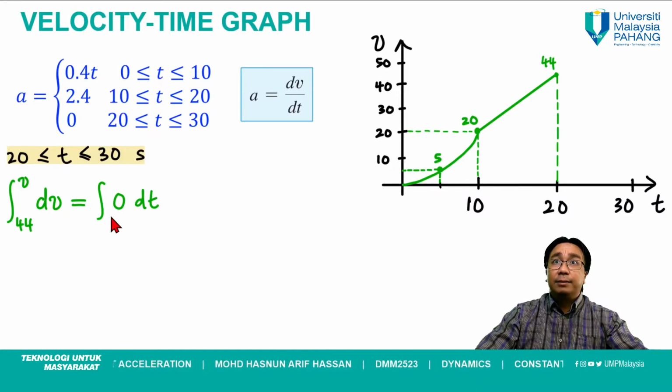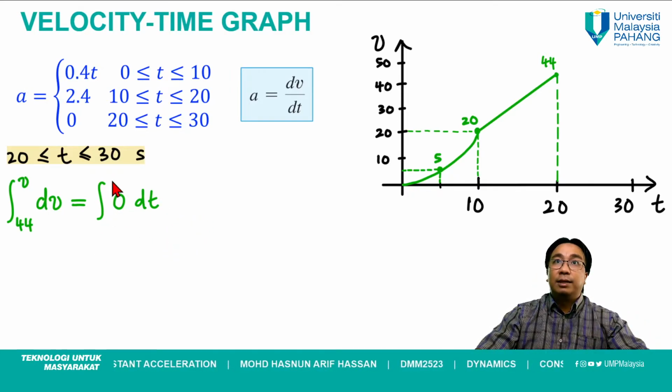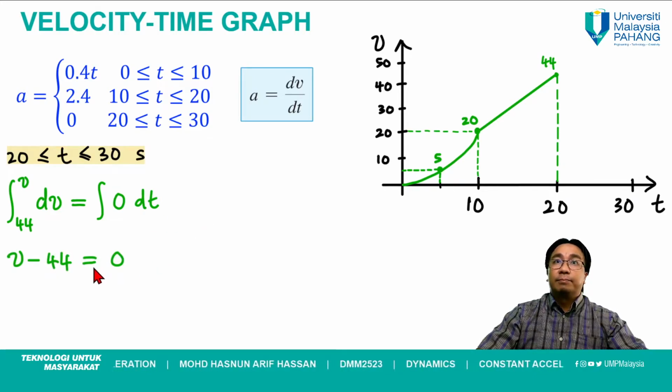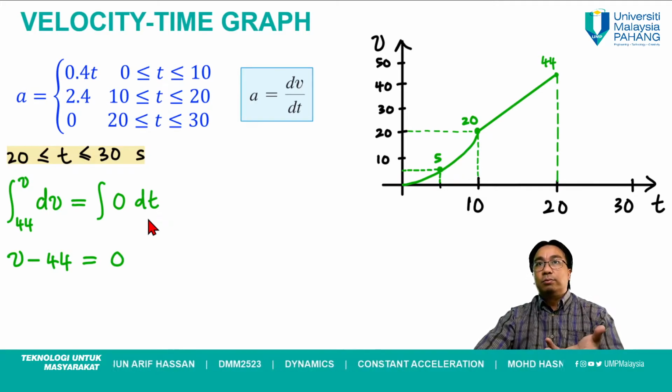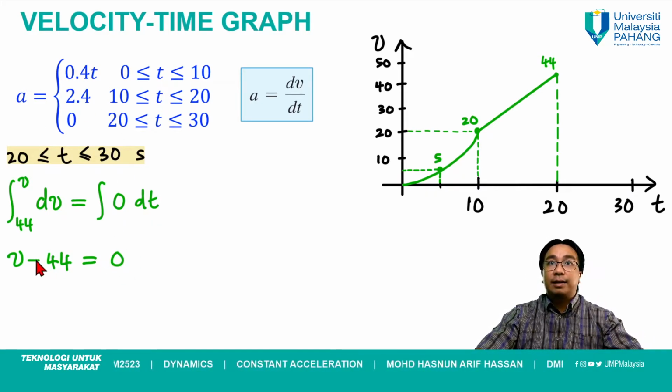And then here, okay, ni saya lupa tulis kot. This should be from 20 until t lah. This should start from 20. Integration of 0 dt, from 20 until t. On the right hand side, you integrate 0 is equal to 0 lah. Tak ada apa-apa lah, dapat 0 kat sini. On the left hand side, you akan dapat v minus 44.